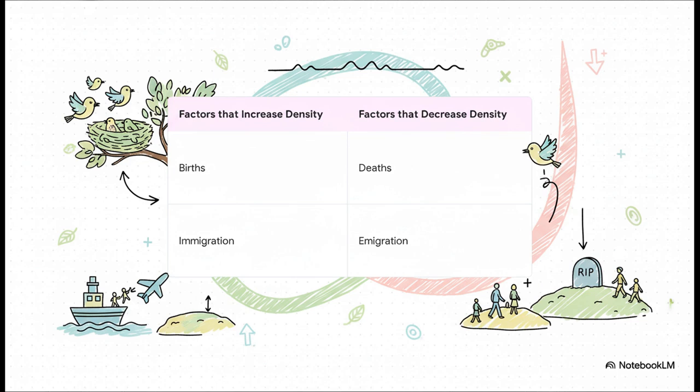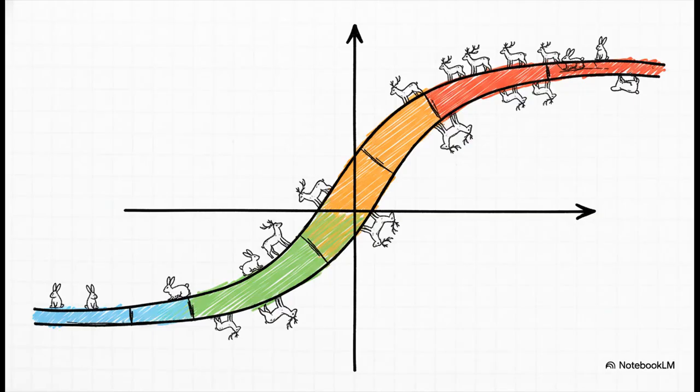It's a constant push and pull. Now, when you track this balancing act over time, a really clear and predictable pattern shows up for most populations in nature. It's called the sigmoid curve, or, way more simply, the S-shaped curve. Let's break down its 4 phases.